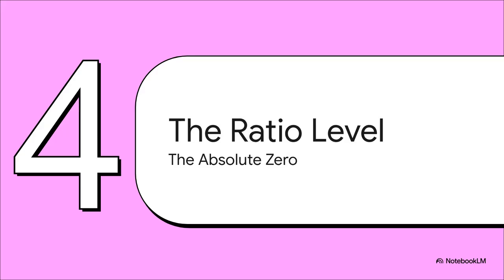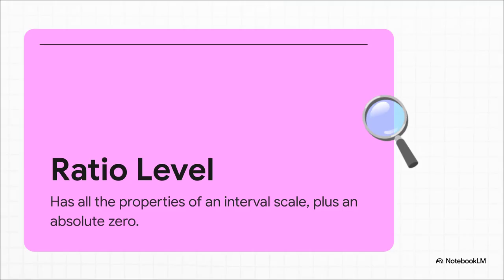Okay, we've made it. We are at the top of the ladder, level 4, the ratio level. This is the most powerful, the most informative level of measurement there is. But it has one very special and sometimes very tricky requirement. A ratio scale has everything the interval scale has. You've got your names, your order, your equal intervals. But it adds the final, crucial piece, a true absolute zero.